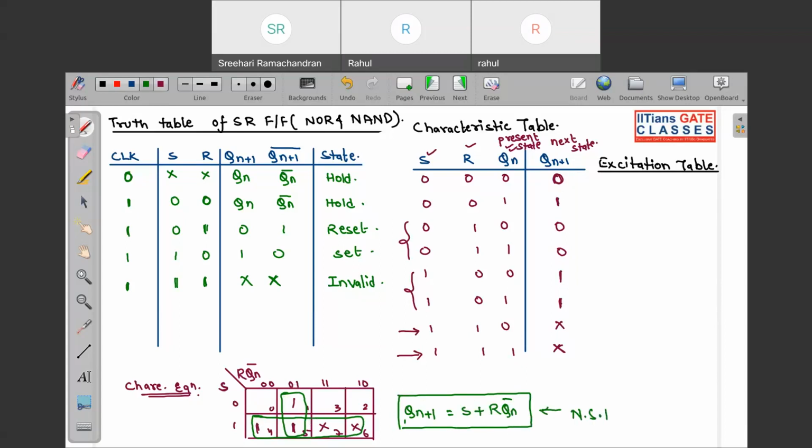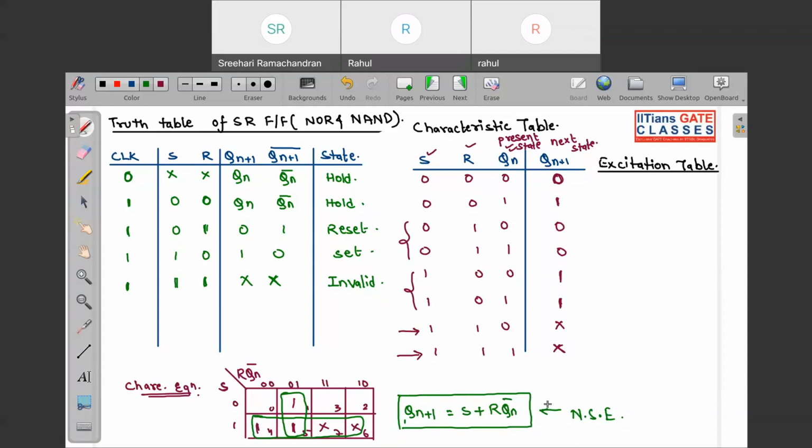Next state equation of SR flip-flop. Okay, so if you know the input and the present state, you can get the next state using this next state equation. Is this clear, Shriyari? Shriyari, is this clear to you? Clear, sir, clear. Okay.